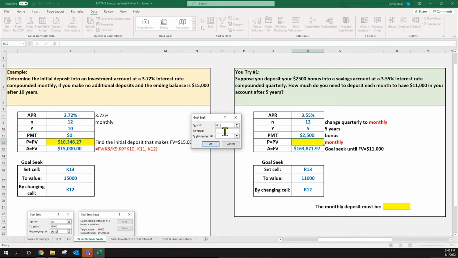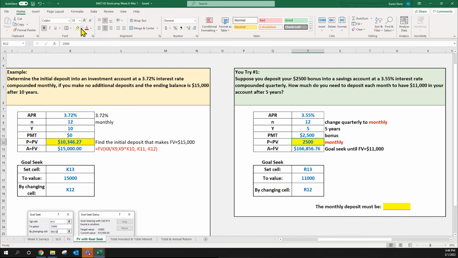All right, I am working it out. Let's see if we agree so far. So we got two value, 11,000, by changing our input, our month. Oh, actually, I typed in the wrong area, didn't I? Sorry about that. Told you my brain is getting tired at the end of the day.